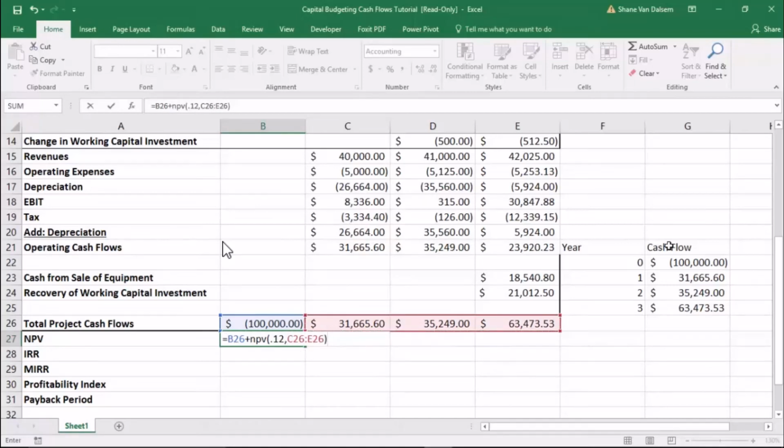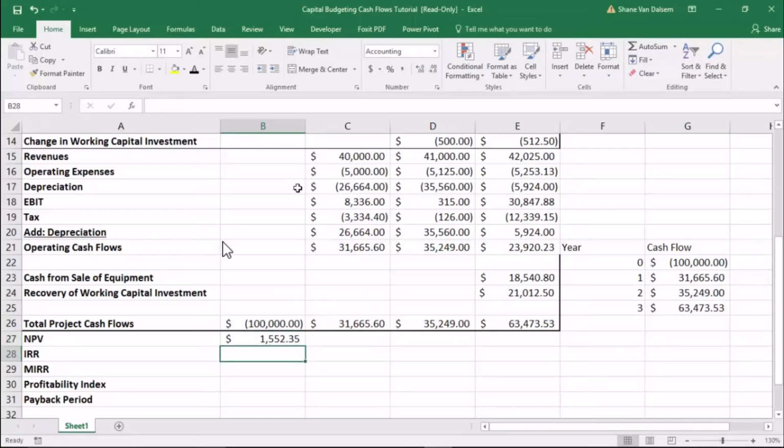And the reason we don't put the $100,000 in the NPV function is because the first cash flow that NPV sees, it discounts back by 1 year. So it assumes that first cash flow occurs at year one, the second at year two, and the third at year three. And I get an NPV of $1,552.35.